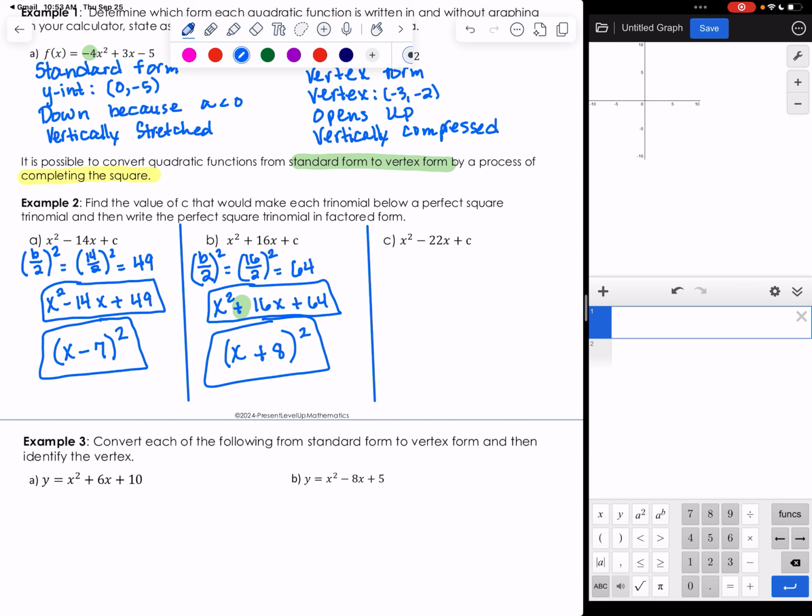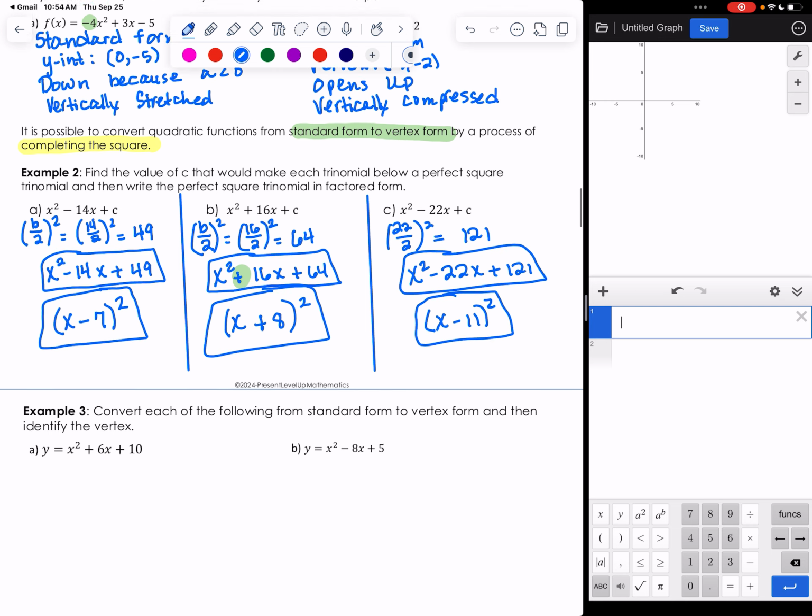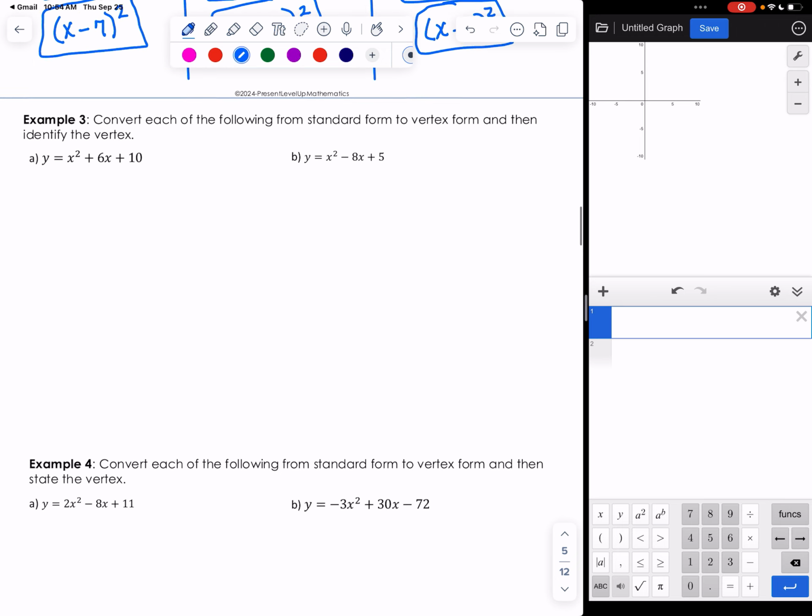All right, so I did 22 divided by 2 squared, which gave me 121. So I wrote this as a perfect square trinomial, x squared minus 22x plus 121. And then I factored that expression to be x minus 11 parentheses squared. All right, example 3. Convert each of the following from standard form to vertex form, and then identify the vertex.